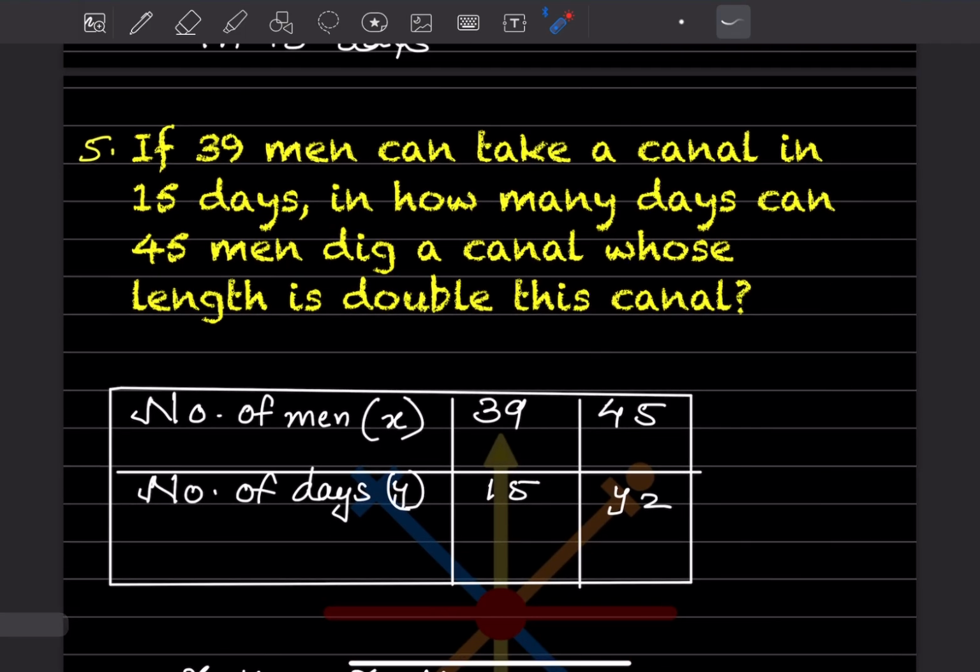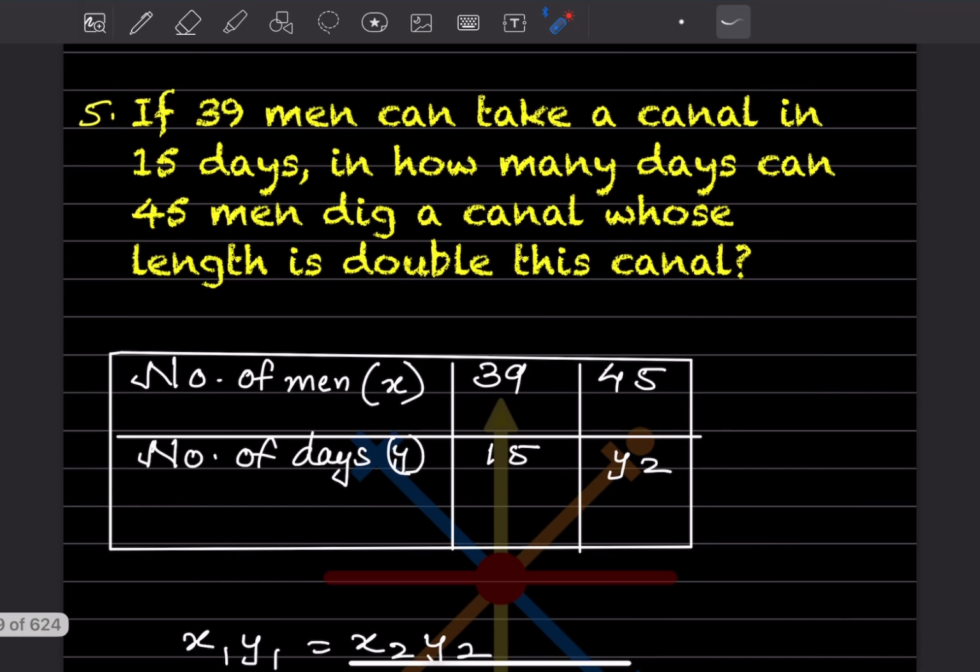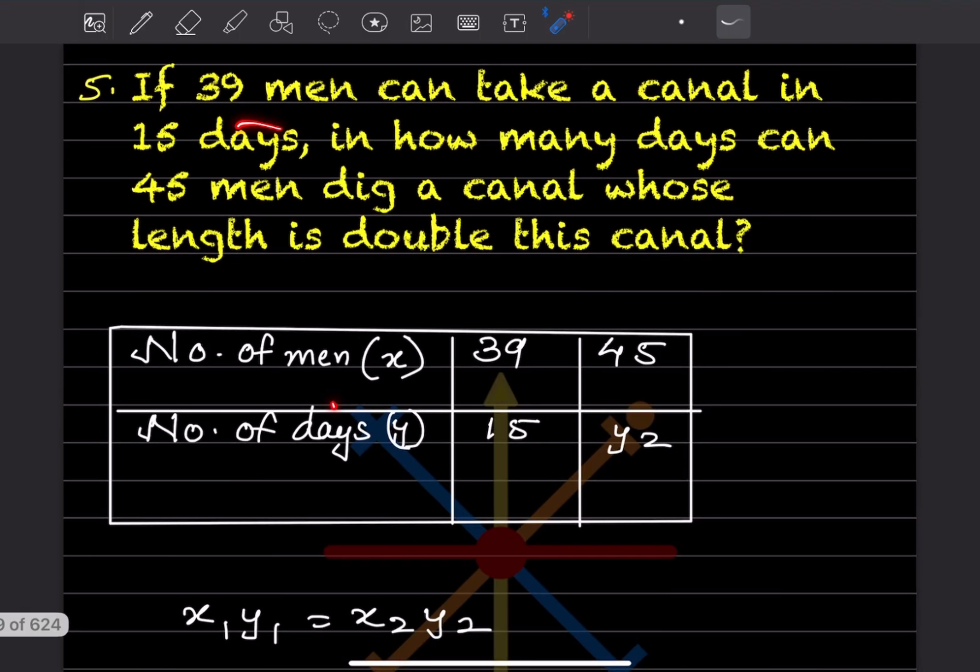If 39 men can dig a canal in 15 days, in how many days can 45 men dig a canal whose length is double this canal? Let us solve the normal thing first, and at the last we'll see the length that is double of this canal. Here the number of men and the number of days: the men are 39 and the days is 15. We don't know the number of days, this is going to be y2, and here is 45.